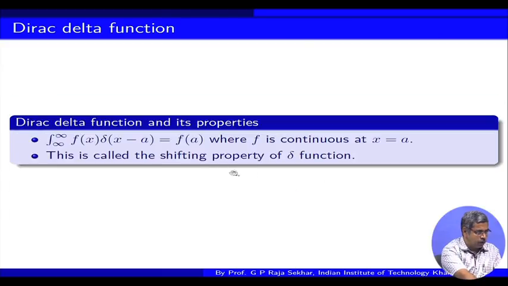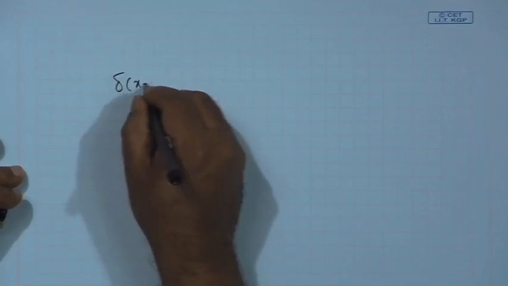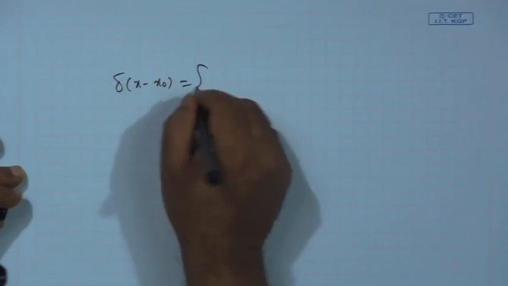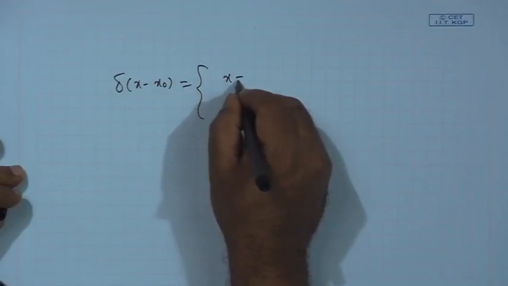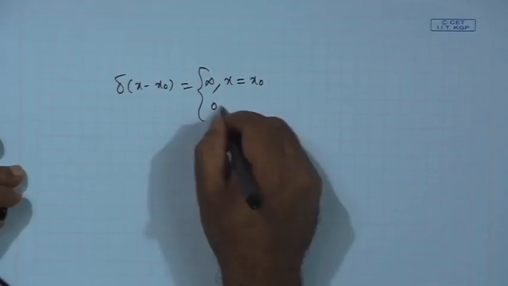It shares an interesting property that is called the shift property. If f of x is taken in convolution with the delta function, then the total value is the function taken at a. You can see the Dirac delta function definition can be extended to any x naught. This is unbounded at x equals x naught.